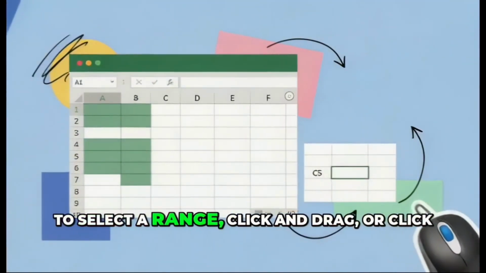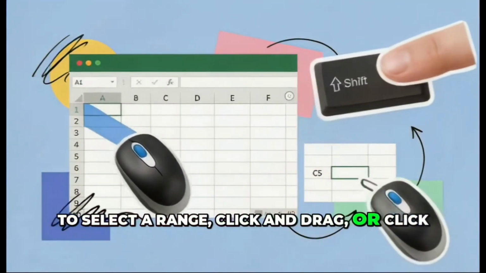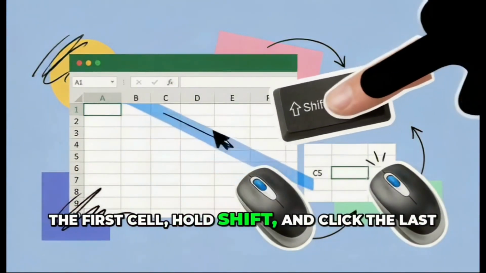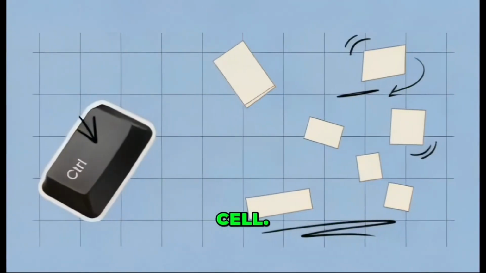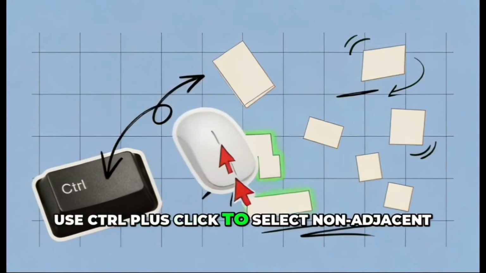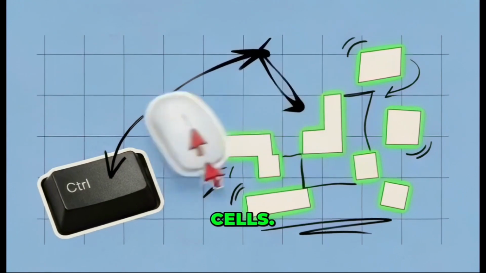To select a range, click and drag, or click the first cell, hold Shift, and click the last cell. Use Ctrl plus click to select non-adjacent cells.